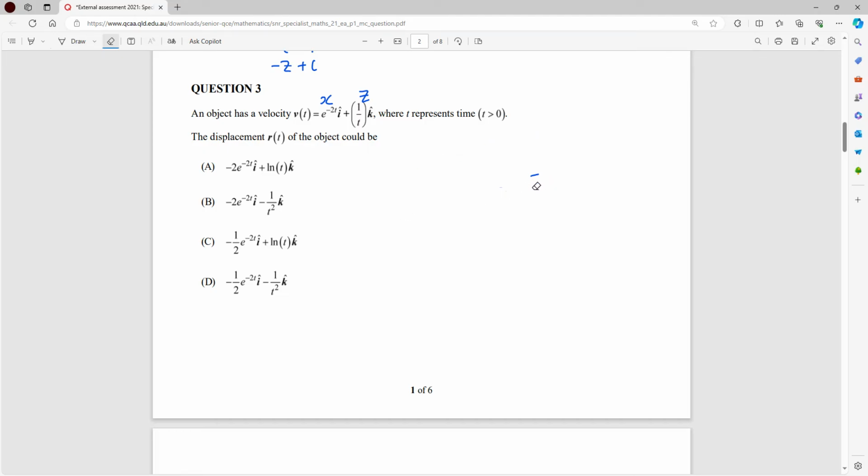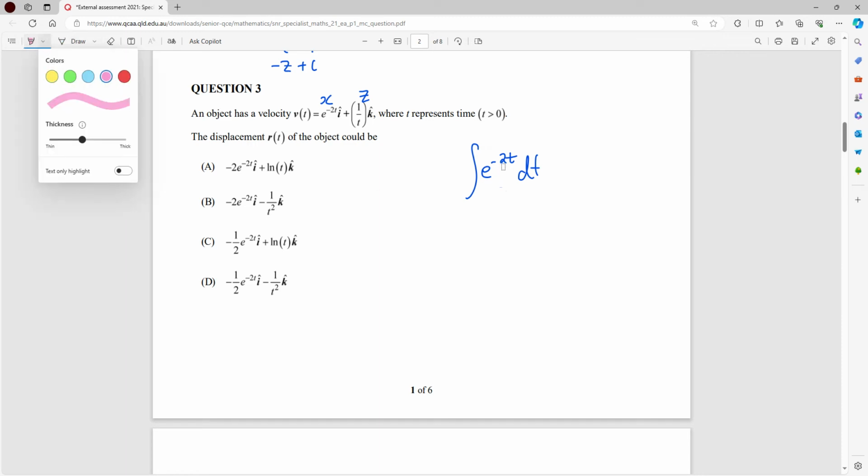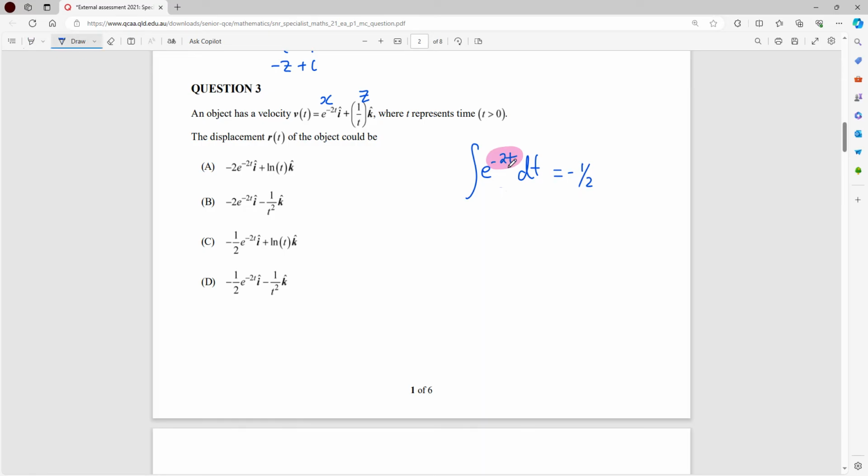So what we have to do is just take the x component here, so e to the negative 2t, and integrate that with respect to time. So if you were to integrate this, you just have to divide by the derivative of the inside function. So the inside function is this. So that would just be negative 1/2, because you're dividing by the derivative, because the derivative of negative 2t with respect to t would just be -2, so you get -1/2 e to the minus 2t. Okay, so that should be the x component.